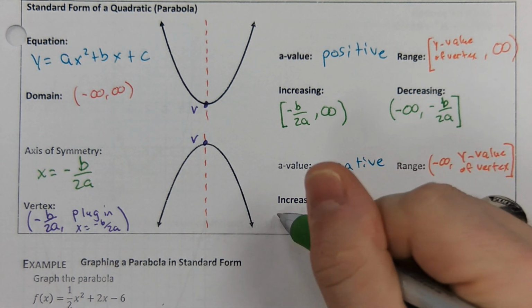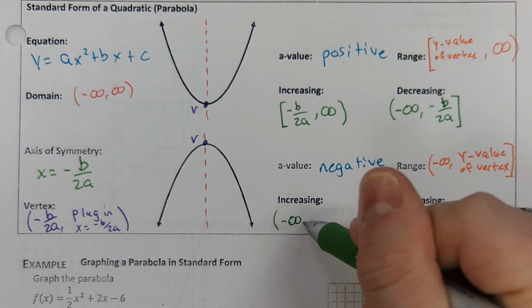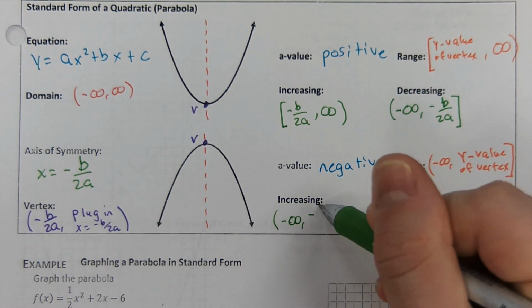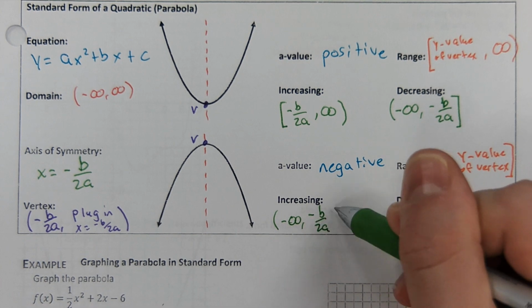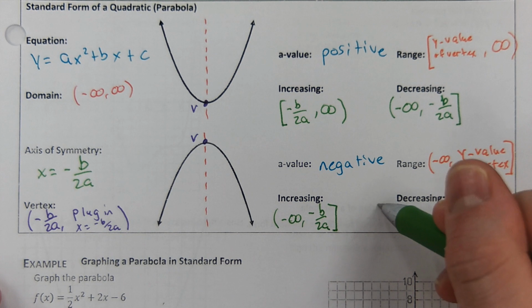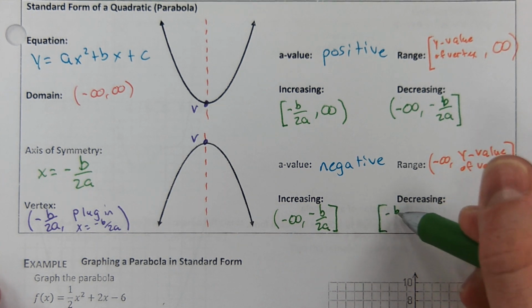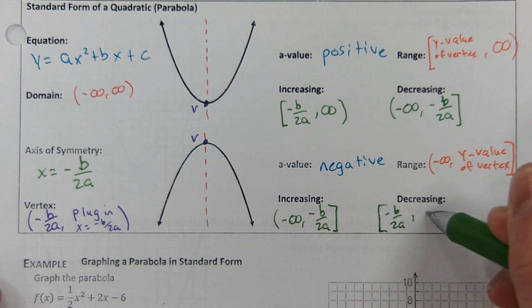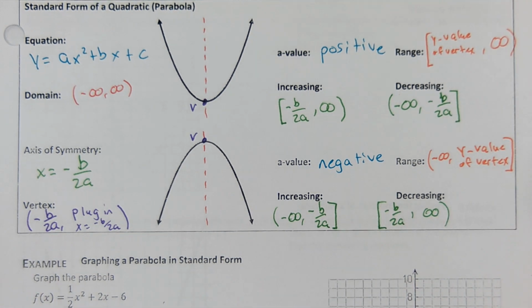Increasing, what we're saying, on the left side. So coming from the left, coming from negative infinity, all the way up to the axis of symmetry, x equals negative b over 2a. And reminding you that because it's a place where we change between increasing and decreasing, we're putting a bracket there. So decreasing on the right side, beginning at negative b over 2a, that x value, and heading to the far right, which is where we'll find positive infinity.